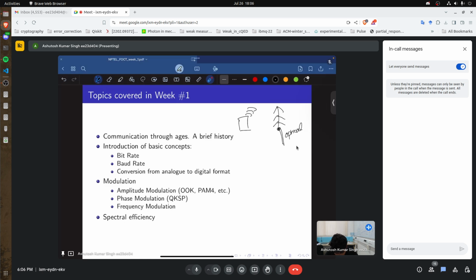The basic topics that were discussed by Professor Deepa were just setting the stage: what is a bit rate, what is a baud rate, and then the entire idea of conversion from analog to digital format. Because in the real world everything is analog. By analog, what we mean is everything is continuous. There are no discrete steps there. Whereas the processing that we do is discrete. Your mobile phones, your computers, your tablets, your laptops, everything uses bits. So your actual signal that is available in nature is always continuous.